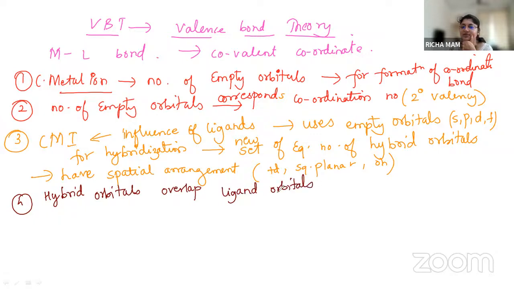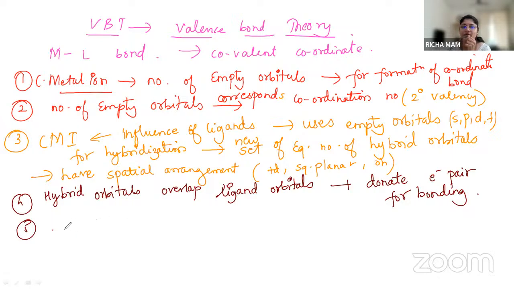So when the ligand is entering the home of the metal ion, it also has its luggage with it, right? Whatever empty space is given by the metal, it is occupied by the ligand's luggage. So ligand orbitals overlap with the hybrid orbitals, and the ligand will donate an electron pair for bonding.